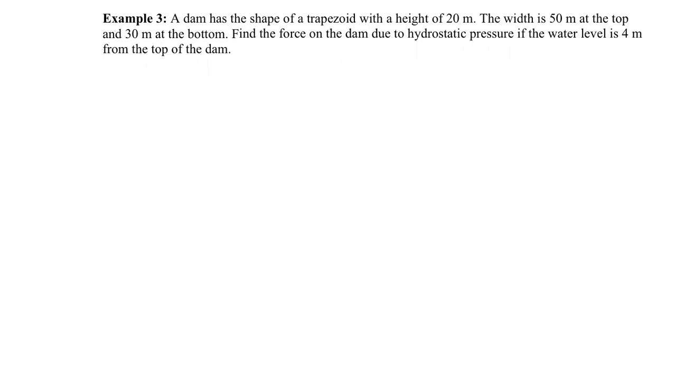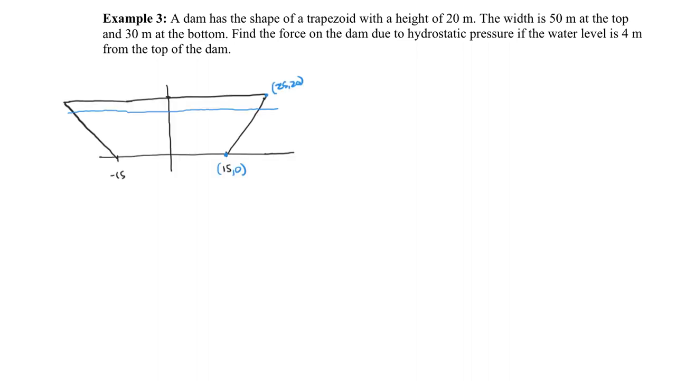So we've got a dam in the shape of a trapezoid with a height of 20 meters. The width is 50 meters at the top and 30 meters at the bottom. You want to find the force on the dam due to hydrostatic pressure if the water level is 4 meters from the top of the dam. So this one, we definitely need a picture. All right, so here's a picture I came up with.